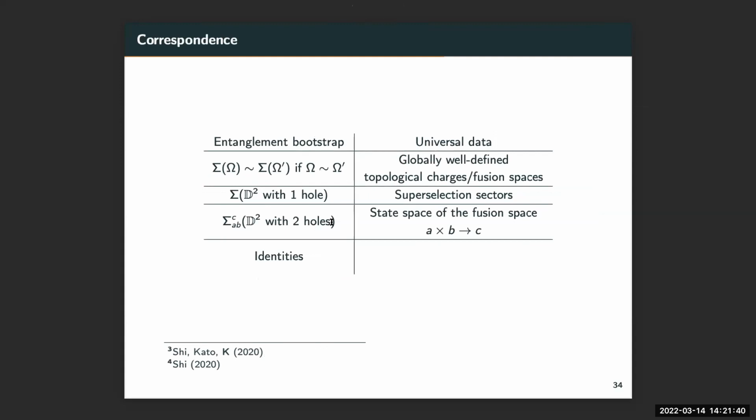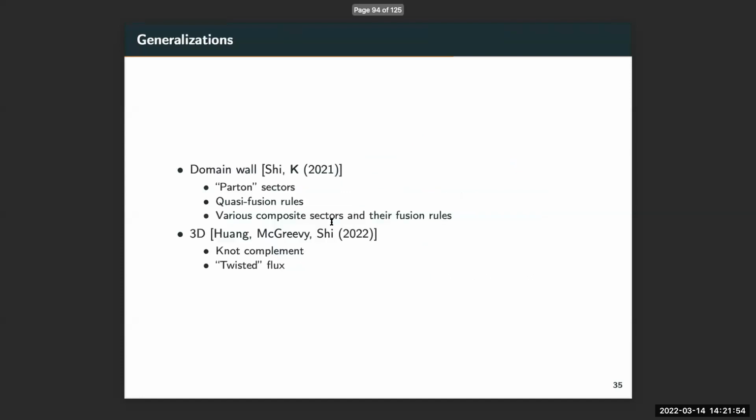So for the case of the 2D system, there's a nice correspondence between the objects that are defined in the Entanglement Bootstrap program and some more familiar data, and also the identities. I decided to not talk about the new results. I'm here during the afternoon, so if you want to chat about this, I would be happy to do that.